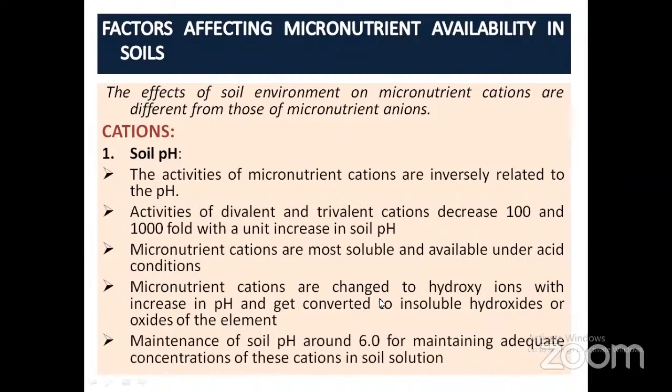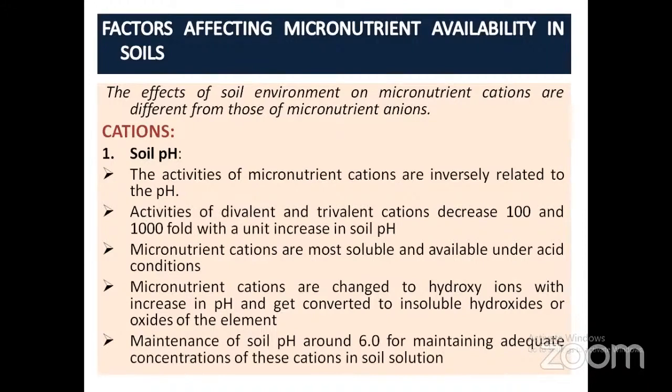So micronutrient cations are more soluble and available under acid conditions because micronutrient cations are changed to hydroxy ions with an increase in the pH. So with an increase in the pH, these micronutrient cations are changed to hydroxy ions and get converted to insoluble hydroxides or oxides of the element. Because of the increase in pH, there will be more hydroxyl ions at higher pH, so the micronutrient cations are converted to insoluble hydroxides and oxides.